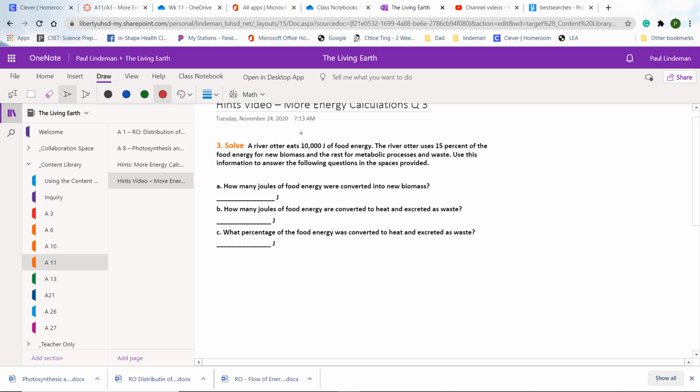So let's see here. What we have is a river otter that eats 10,000 joules of food energy. The river otter uses 15% of the food energy for biomass, and the rest for metabolic processes and waste. So what we need is 15% of this number right here. He eats this much and only uses 15% of the food energy for the new biomass, and the rest for metabolic processes. So we have our 10,000.